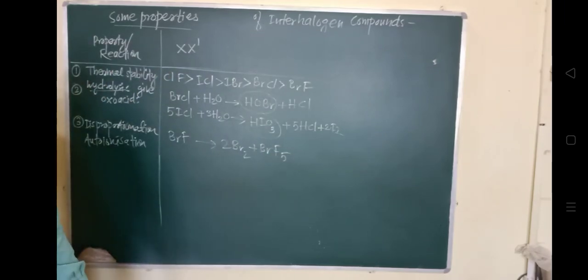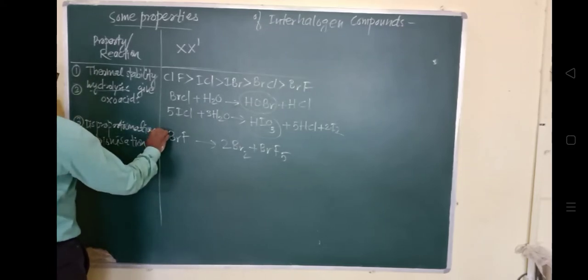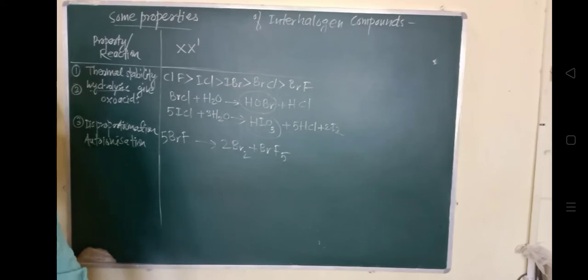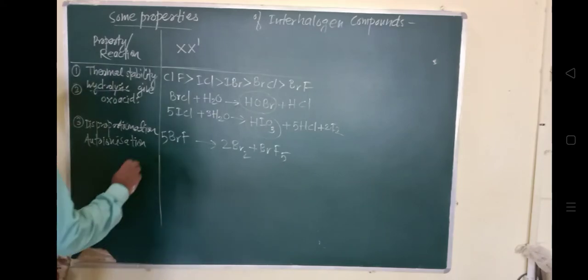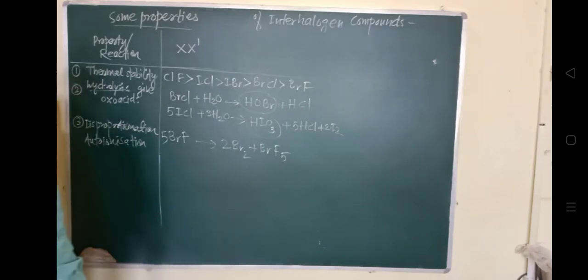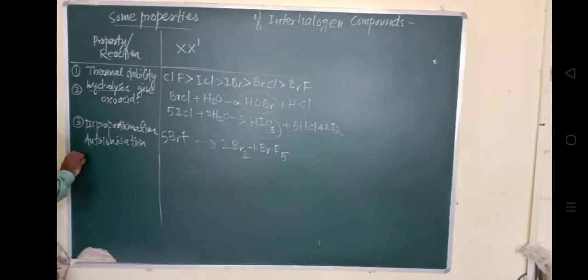Then fluorination. Next property is the fluorination. Okay, next property is about the fluorination. So in case of this X type, there is no fluorination.